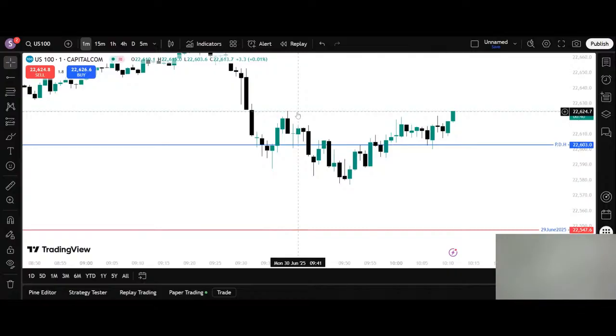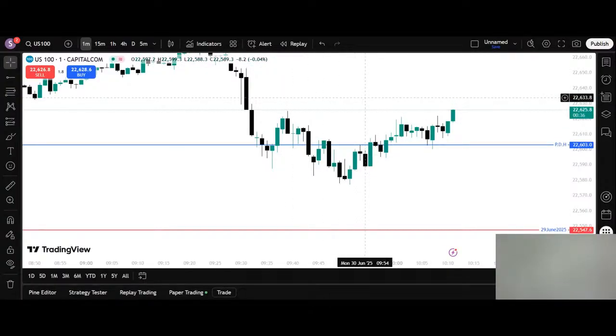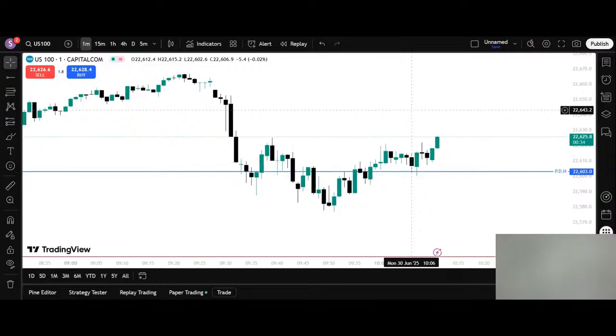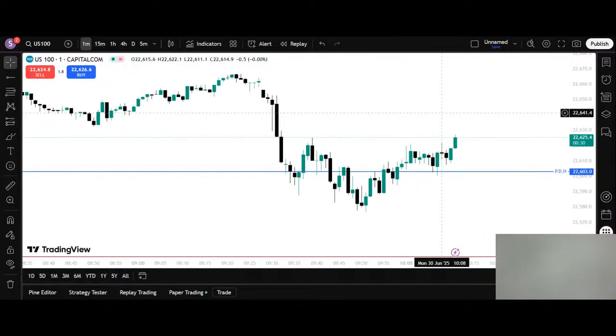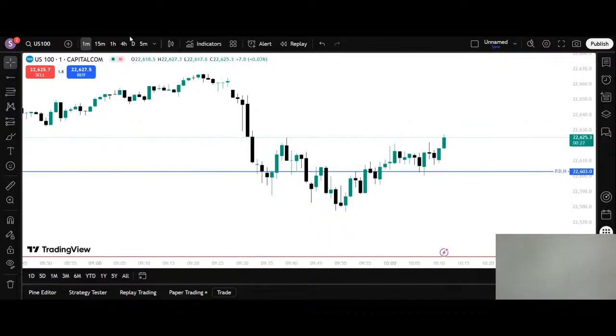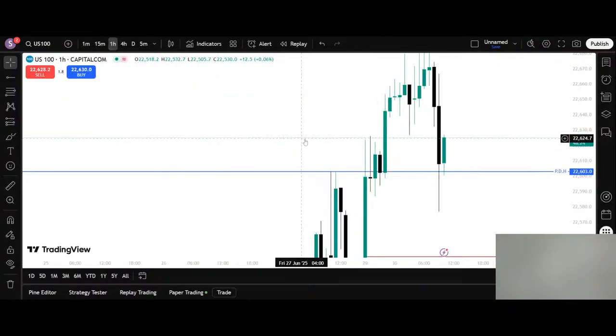As you can see, it's going to break upwards now. I still don't want to sell. I think a sell is still more dangerous than a buy.